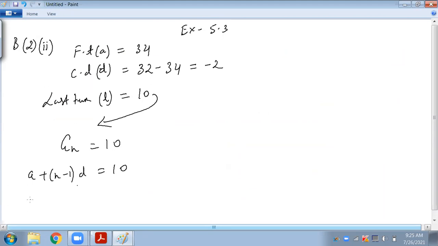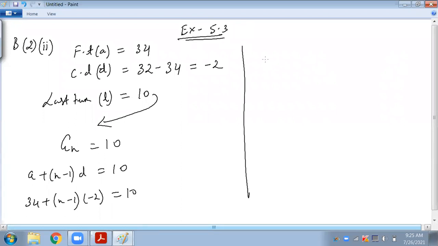Put the values. A is how much? 34 plus (n, we don't know, minus 1). D is how much? Minus 2. So in the bracket. Now solve this. This 34, we can take it to the other side. And at the same time, we can multiply and remove the bracket also. So what will we get? 34 minus... after the bracket, we have minus 2. Whatever is inside, we'll take it and multiply with that.